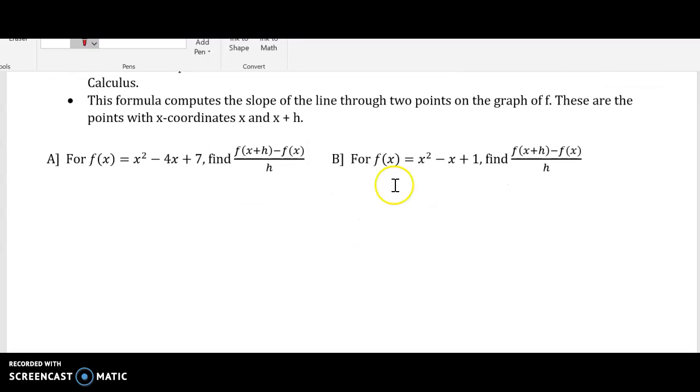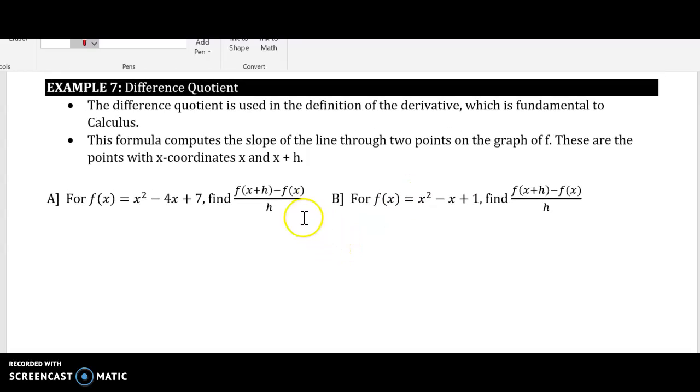Difference quotient. We're going to do another video on that. Okay, so these are separate videos. Give you a break in between. All right.